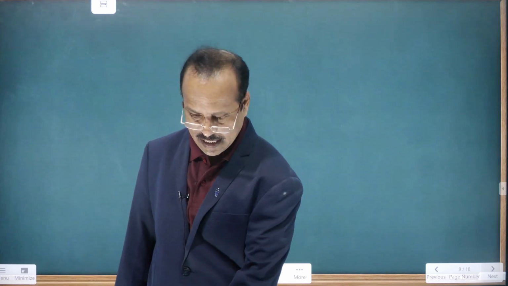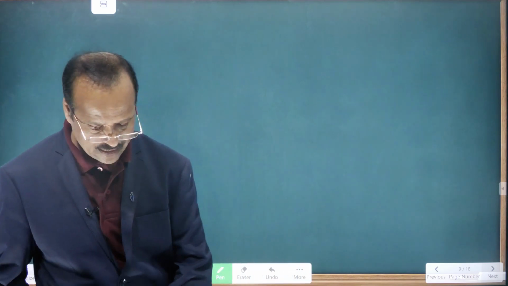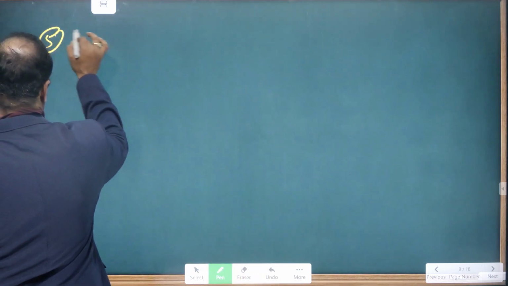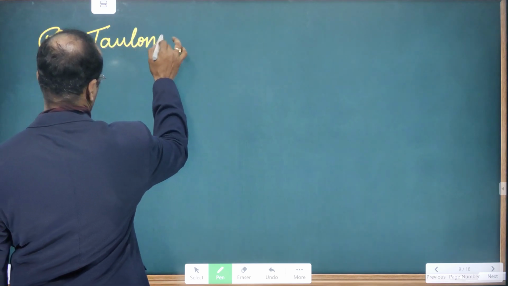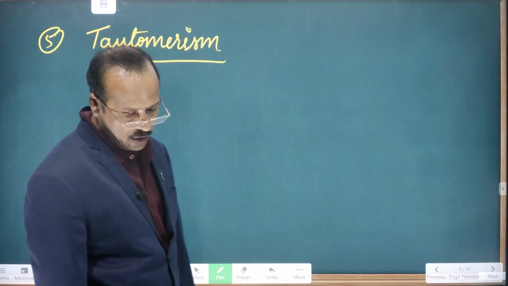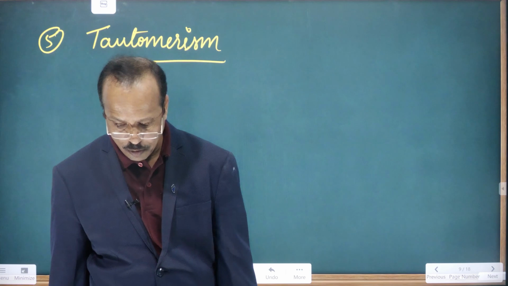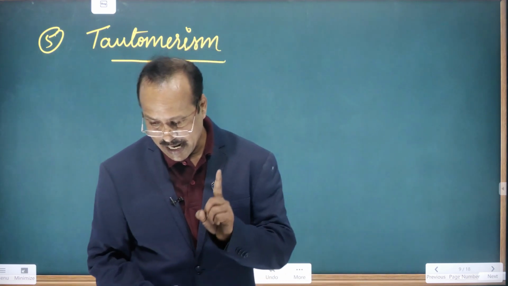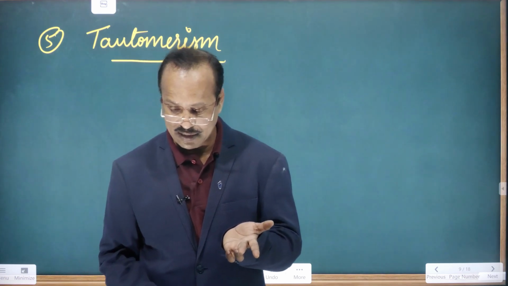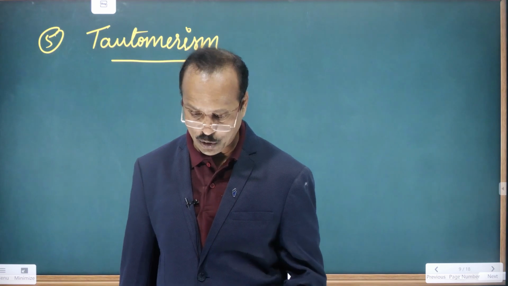Now the last and final one, let us see tautomerism. Tautomerism is the last and final one, so let us check it. Tautomerism definition, if you see, students, on page number 82: Tautomerism is a phenomenon in which a single compound exists in two readily interconvertible structures that differ in the relative position of at least one hydrogen.